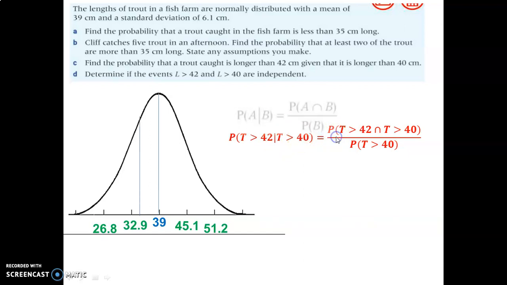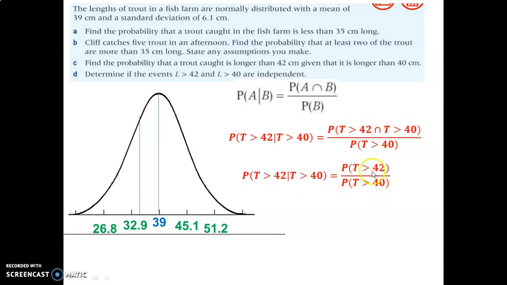Writing out our full conditional probability formula, remember that? A given B is A intersection B over probability B. And that's what we're doing here. Probability of A intersection B, and then divided by probability of this one here. Now the thing about the top here is, what's the probability a trout is greater than 42 and greater than 40? Well, if it's greater than 40 and greater than 42, then it must be greater than 42, because it has to meet both of those conditions, because that's what intersection means. The only way a fish can be both of those is if it's greater than 42.